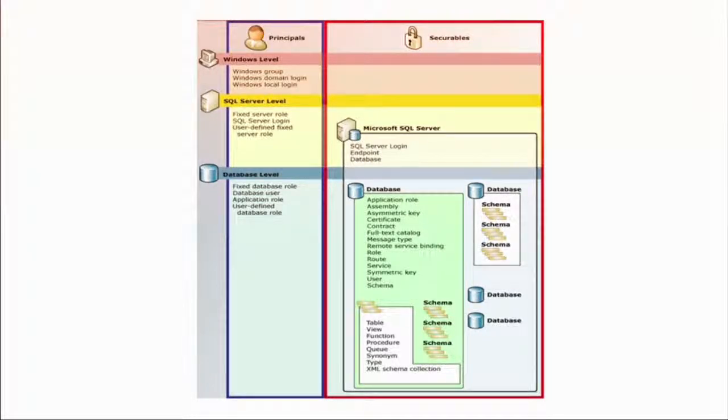At the database level, we have fixed database roles. Not server roles anymore, but database roles. We also have user-defined database roles that we can create. We're going to talk about those. And then once you get inside of the database, you've got these items, tables, views, functions, procedures, different information that we want to protect. So I always like to introduce this as a 3-tiered approach.